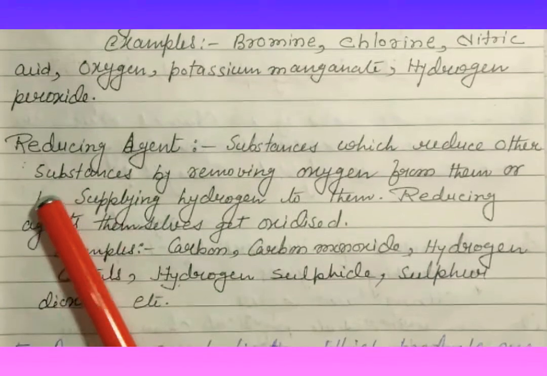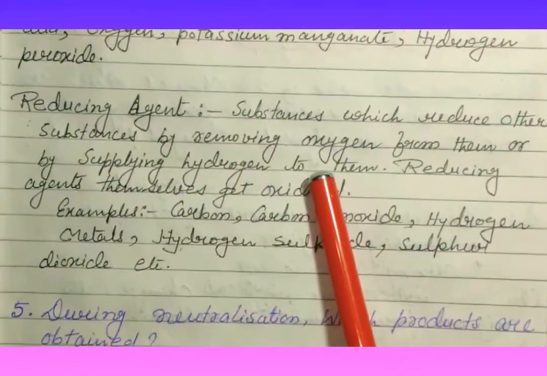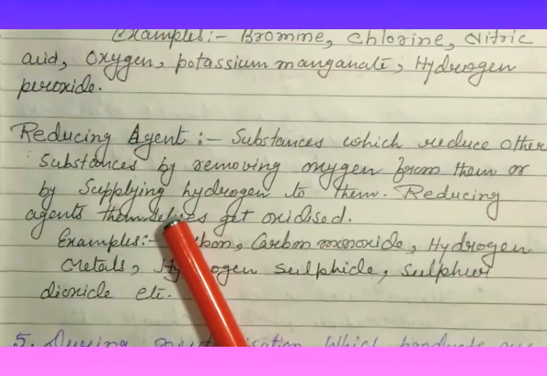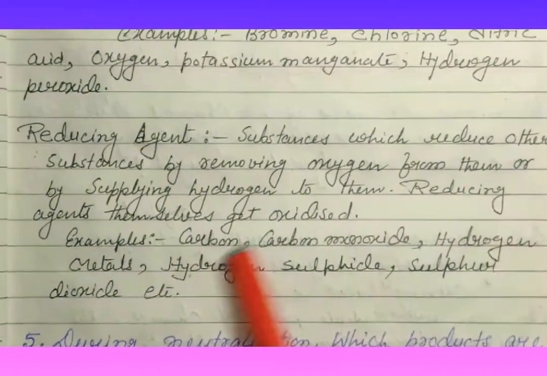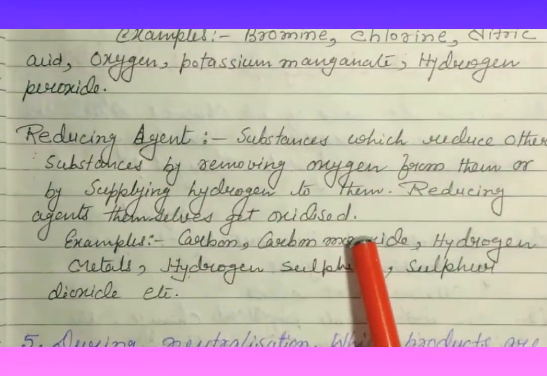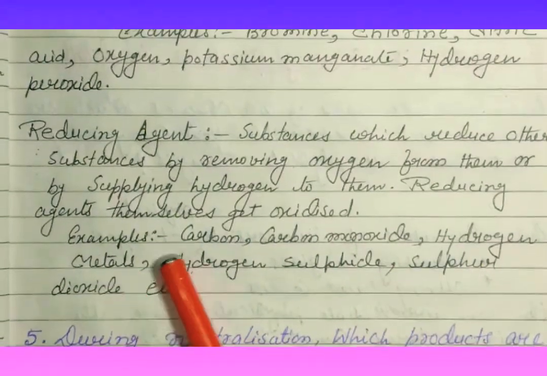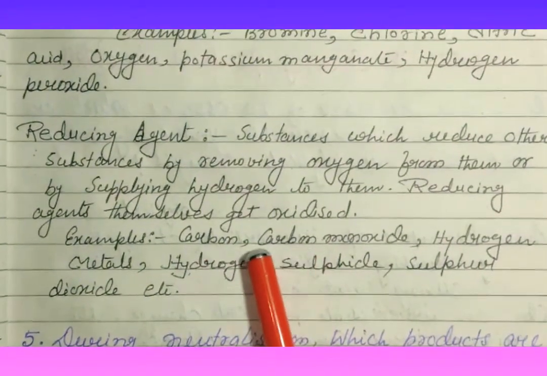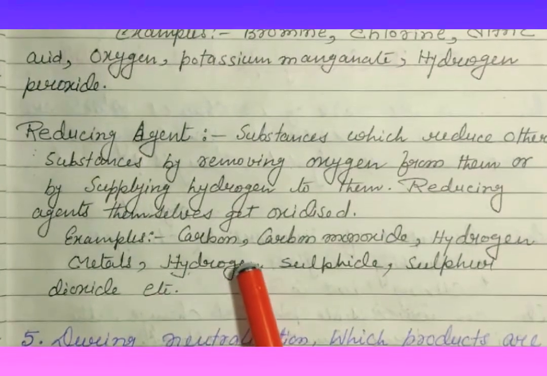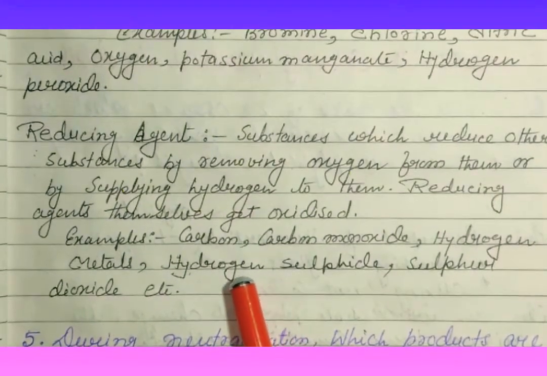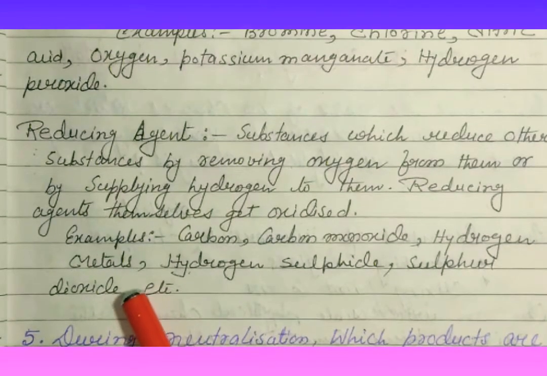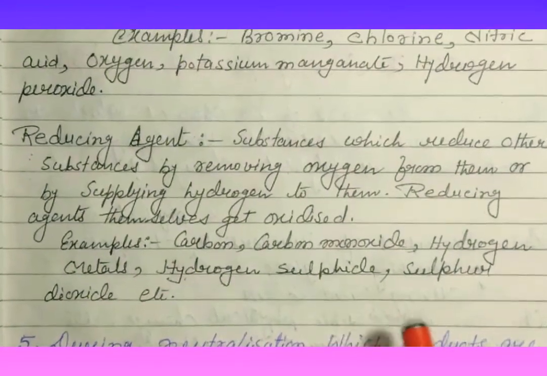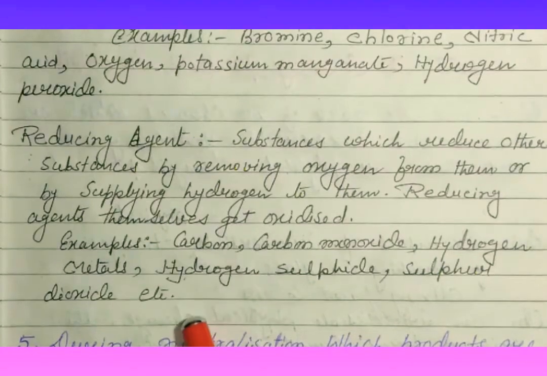Now the next is reducing agent. Substances which reduce other substances by removing oxygen from them or by supplying hydrogen to them. Reducing agents themselves get oxidized. Examples, here also so many examples like carbon, carbon monoxide, hydrogen, metals, hydrogen sulfide, sulfur dioxide, etc.